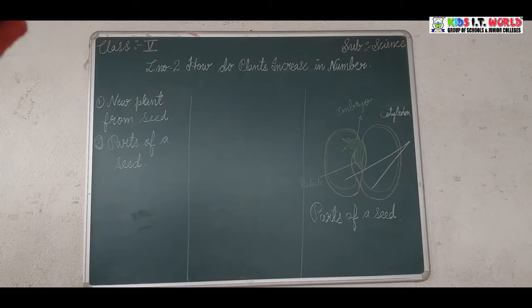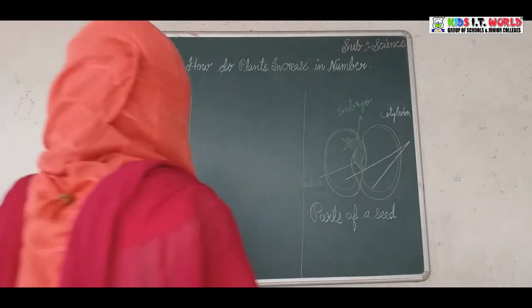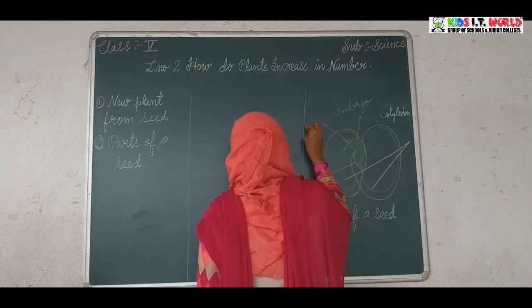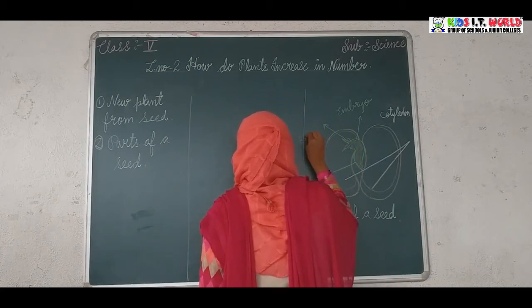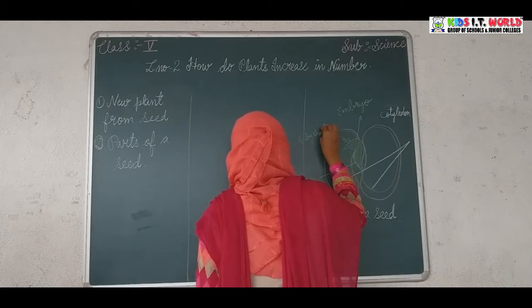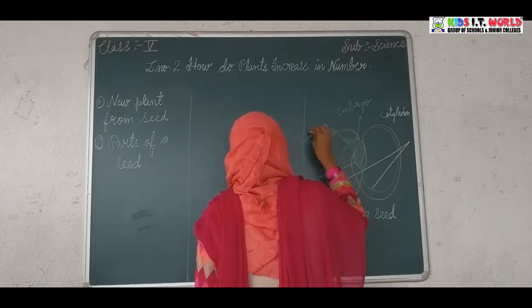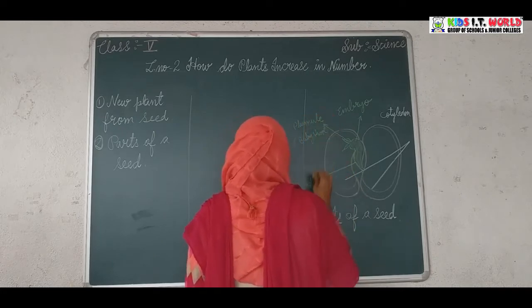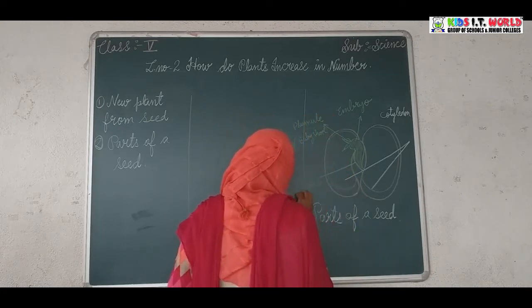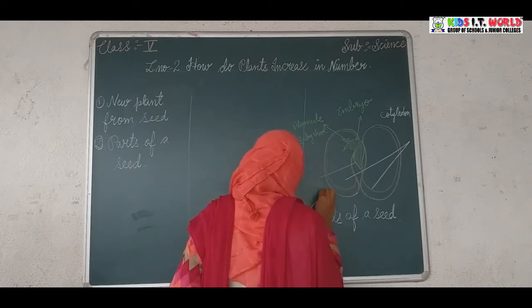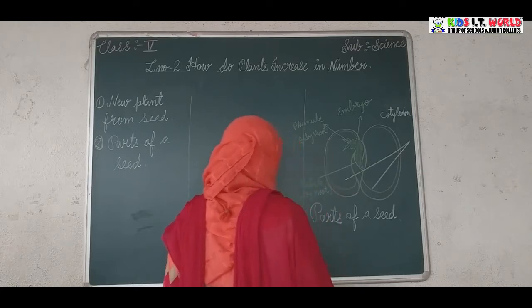Then next, it is a baby shoot. Baby shoot or plumule. And it is the baby root. Radicle, also called a baby root.